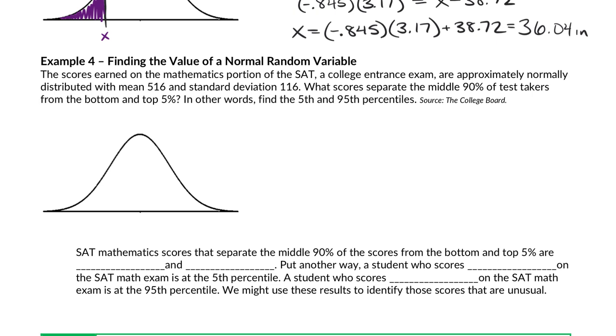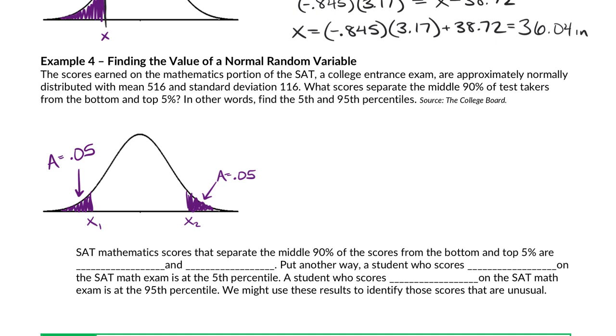So if we were doing this again and I'm trying to draw on my curve, that means I want to know what numbers are here and here. We'll call them x1 and x2 because we can see the bottom 5% and the top 5%. Now here's what we know. We know that this area is 5% or 0.05. We also know that this area is 5% or 0.05.